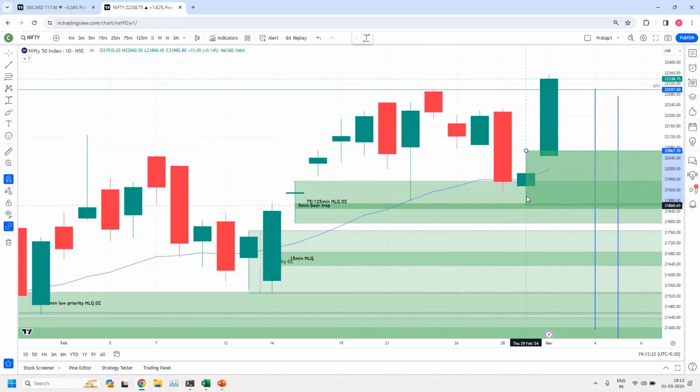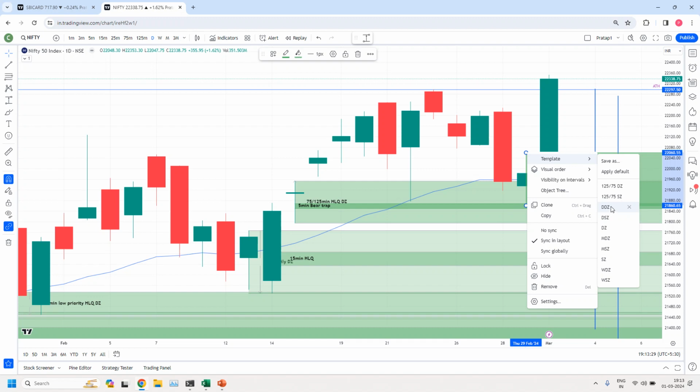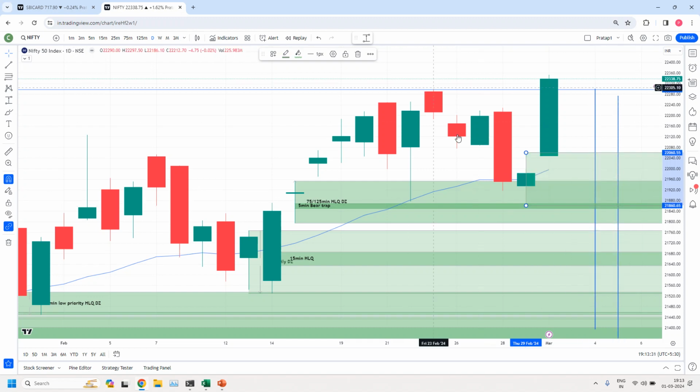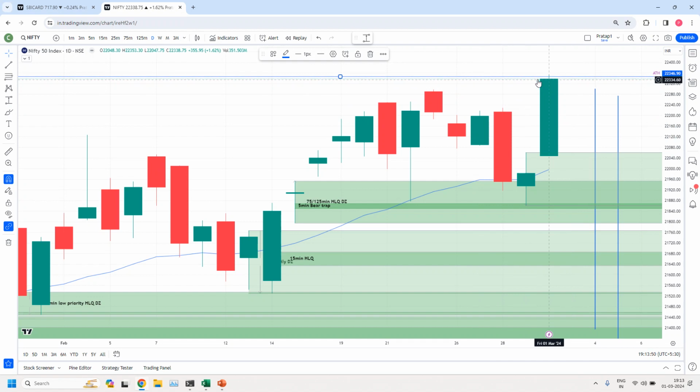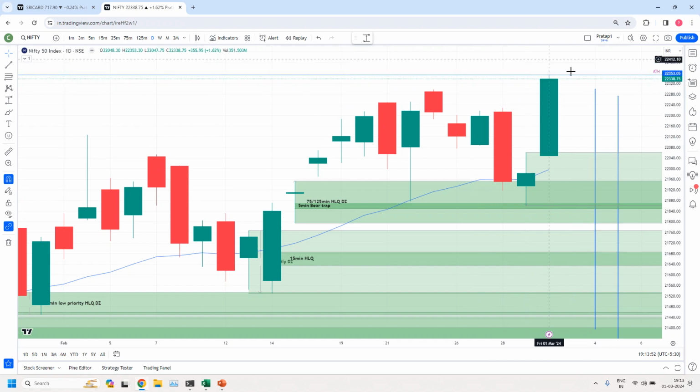Let me draw exactly. This is the new demand zone, daily demand zone. And this is the all-time high demand zone. Drop, base, rally is the all-time high demand zone. The reason is it doesn't have any supply zones. If a stock does not have supply zones, the zone that is nearest to the all-time high is called the all-time high demand zone. Now all-time high has also changed. This is going to be the new all-time high.